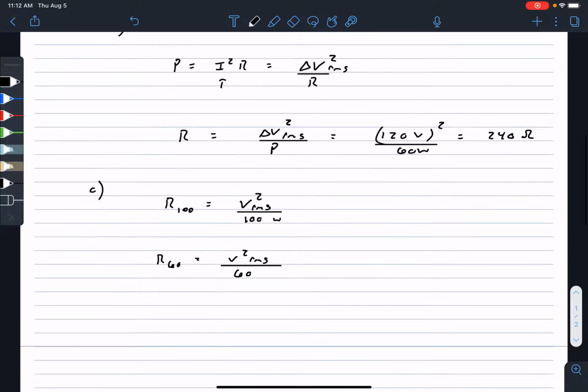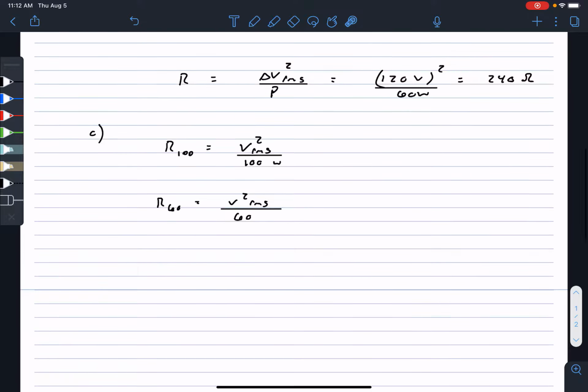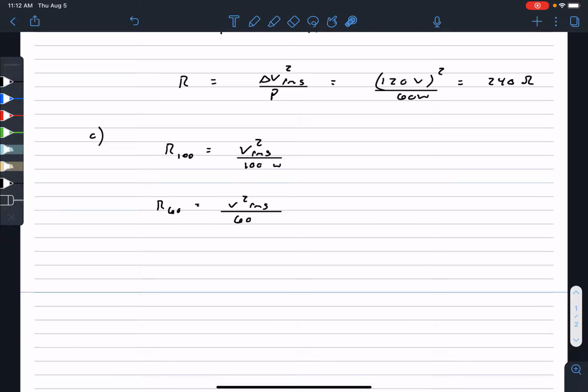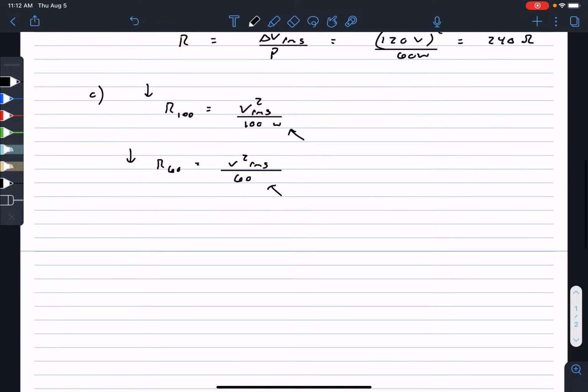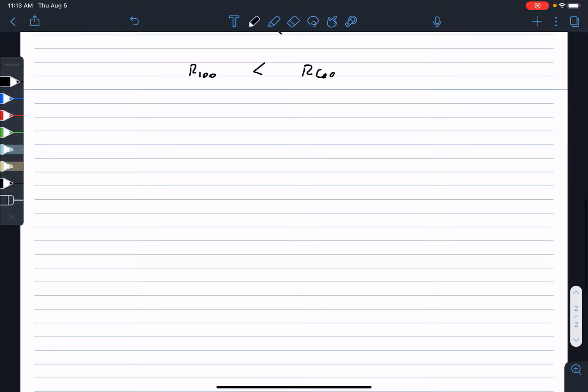So we want to know which resistance is larger. Because the RMS voltage values are the same, we don't really consider those. Since the power in one is higher, that resistance is going to be lower, and since the power in the other is lower, that resistance is going to be higher. So R100, for a 100 watt bulb, is going to be lower than R60. Okay, moving on to problem number 5.